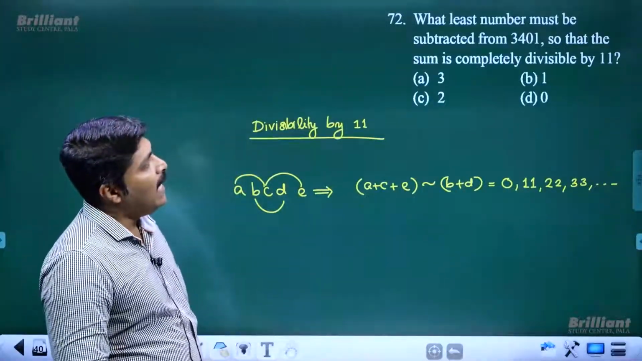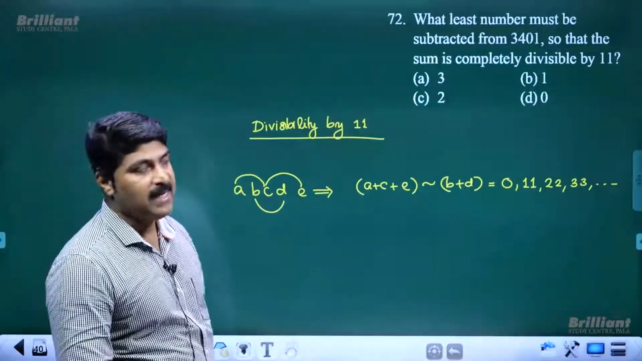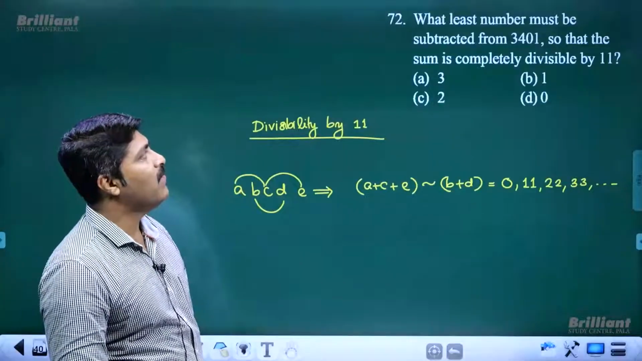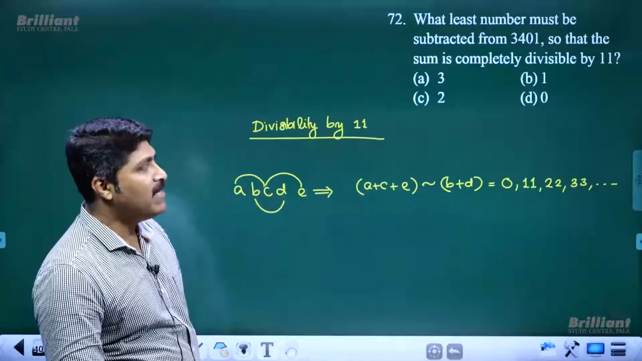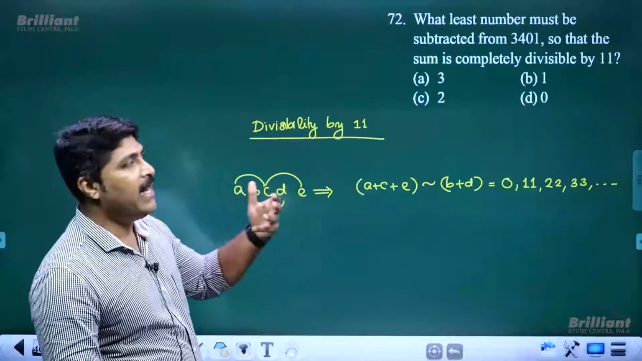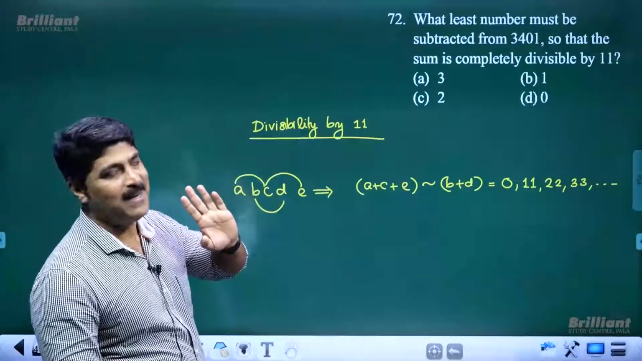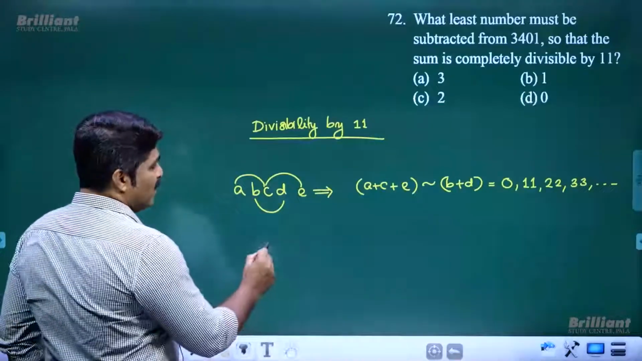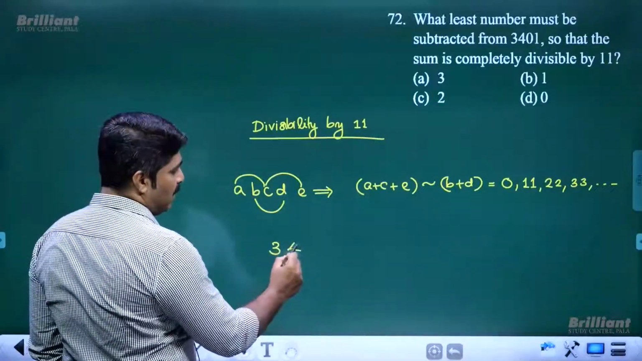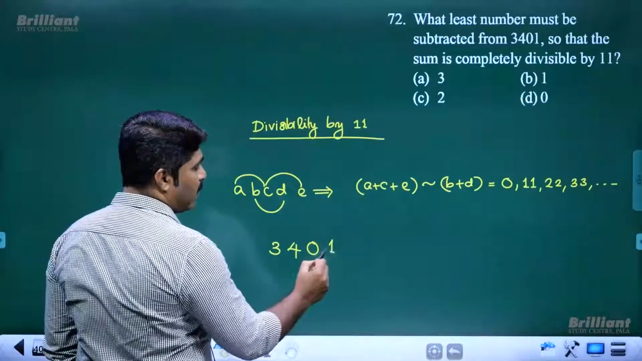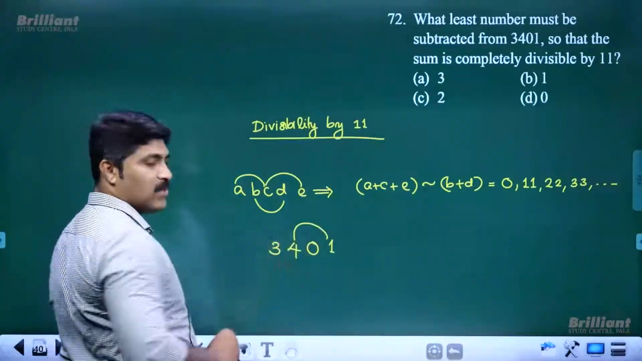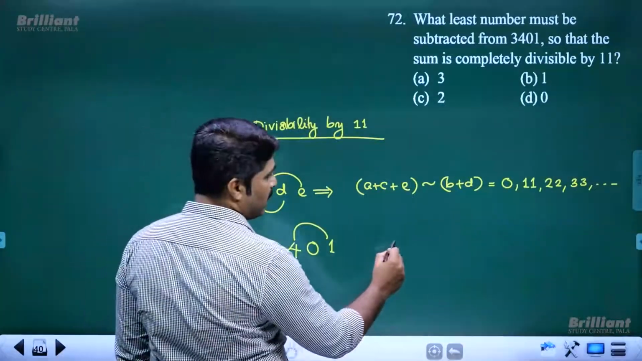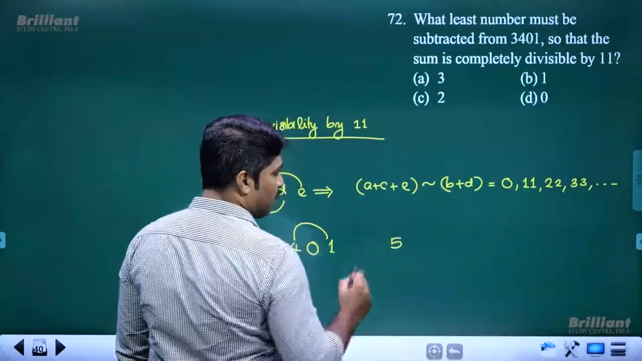And how to find the remainder here? In such a situation, we have to find the remainder when we divide this value by 11, which will be the remainder. That is the answer here. Because what is the least number that we have to subtract from 3401? There we have to understand so many important points. Here we have to take the sum of these two values. This is 4 plus 1. What is 4 plus 1? So 4 plus 1, which is equal to 5.